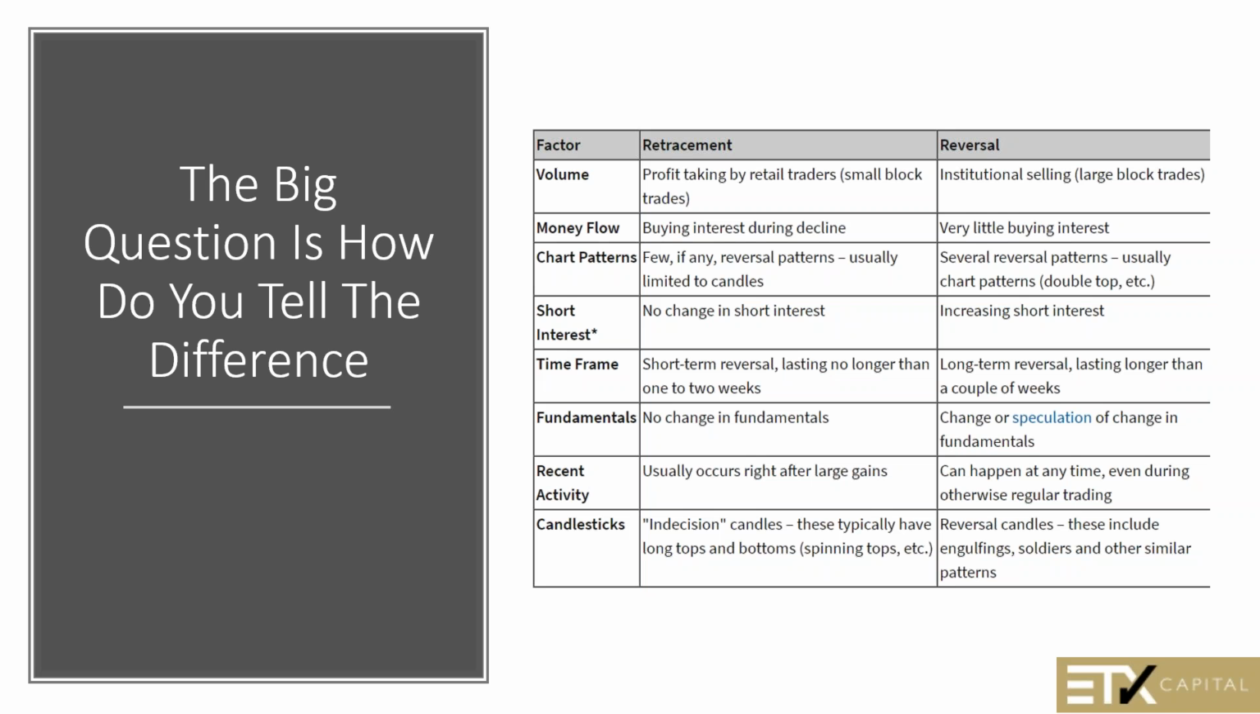Okay. Chart patterns. Few, if any, reversal patterns, usually limited to candles, to see a retracement. Reversals, there are several reversal patterns, usually chart tops, double tops, etc. Now, there are many patterns that will tell you a trend is weakening or a trend is losing its momentum. Okay.